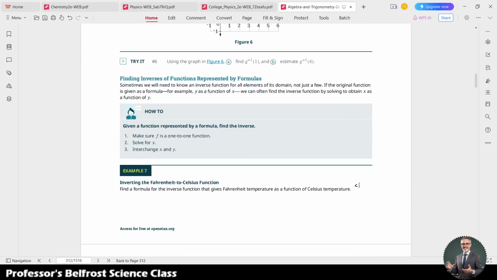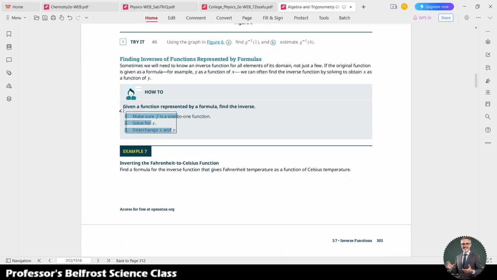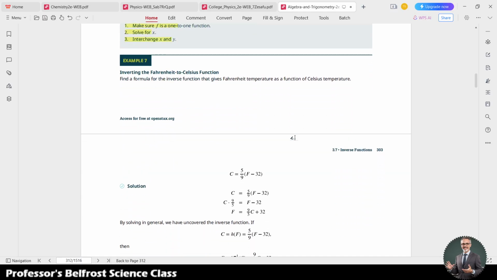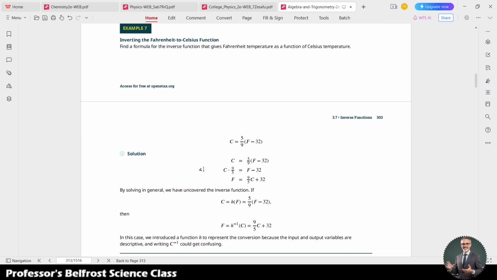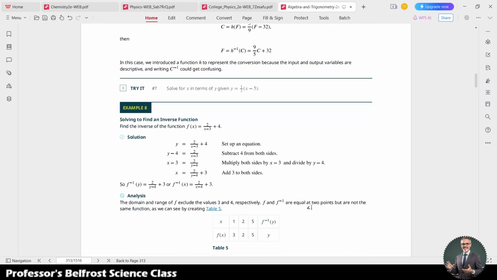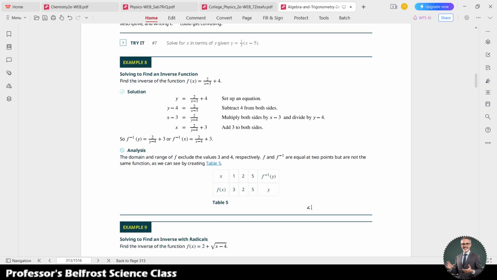Now finding the inverse of a function represented by a formula, you just need to follow these 3 steps. Okay, you just need to rearrange the terms as shown. Find the inverse of the function f(x) equals 2 over x minus 3 plus 4. So first you rearrange it like this and create this. It means that now this is the f inverse function.